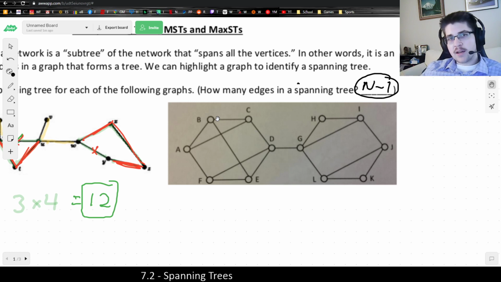But anyways, if you're trying to find a spanning tree, what I always suggest is to start by counting the number of vertices, because you're always going to have n minus 1 edges in your spanning trees. So I have 1, 2, 3, 4, 5, 6, 12, because those are both hexagons. So here n is 12, and so n minus 1 is, of course, 11. So my spanning tree has got to have 11 edges in it.